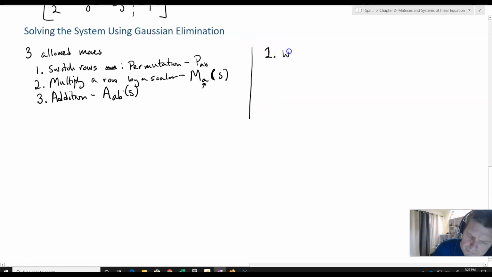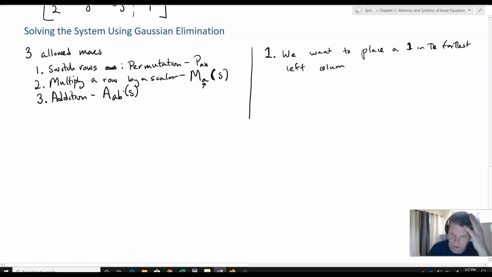One, we want to place a 1 in the farthest left column. We can use any of the operations in order to do that. Sometimes it'll be permutation, that will switch a 1 up into it. Or sometimes we can divide by a number or multiply by a fraction of some sort, and that will in fact allow us to create a 1 inside of that column.